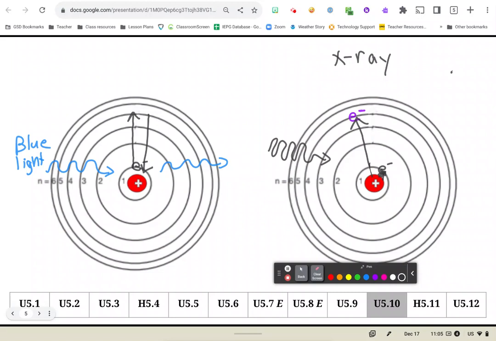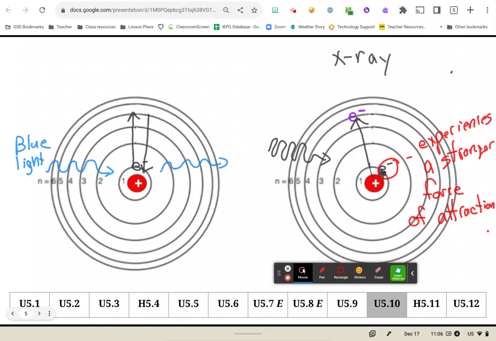So I want you to think about which of these two electrons experiences a stronger force of attraction. Hopefully you are thinking that this one experiences a stronger force of attraction because it is closer to the nucleus. Because of that, if we think about the amount of energy it would take to overcome that attraction, you need much more energy coming in so that the electron has enough energy to overcome that attraction. So just keep that idea in mind as we're moving forward.